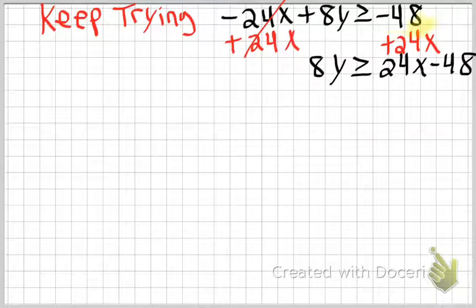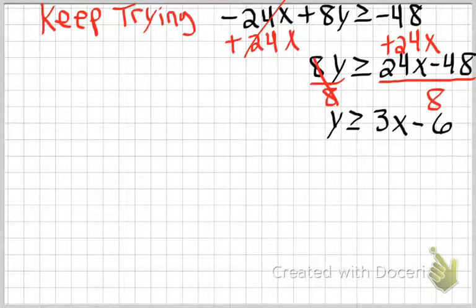Notice, because you added 24x, that makes it positive 24x over here. And because this was negative 48, that's why it's minus 48. Those things basically mean the same thing. Alright, finish by dividing both sides by 8. Remember, it's everything on the right side divided by 8. So 24 divided by 8 is 3. Negative 48 divided by 8 is negative 6.